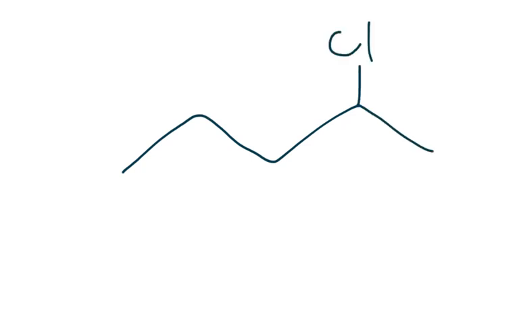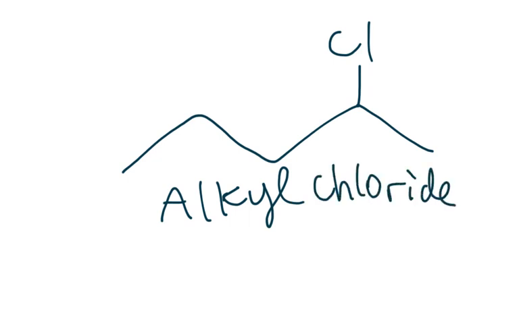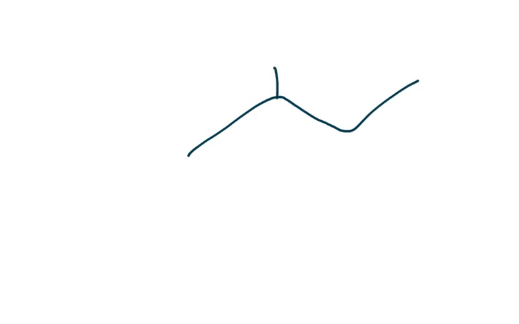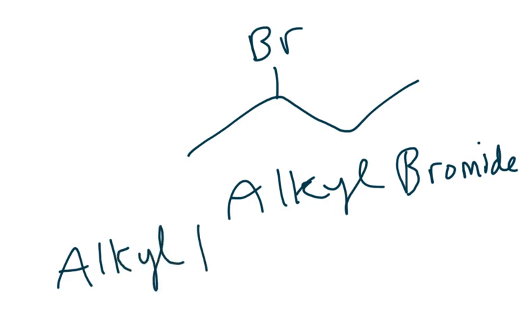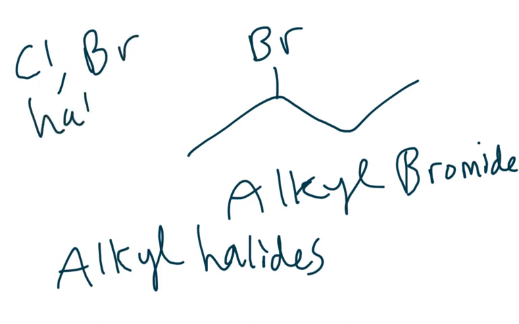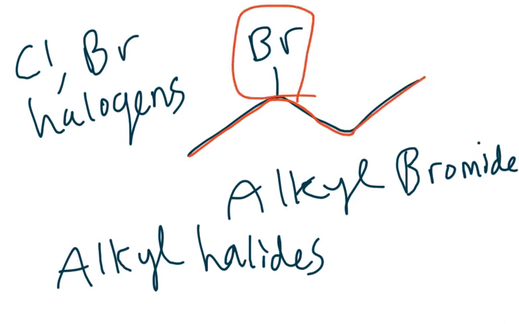We should also be familiar with this functional group right here. If I drew something like this, this would be called an alkyl chloride. Or if I drew something like this, it would be called an alkyl bromide. So you get the point. In general, these functional groups are called alkyl halides, because chlorine and bromine are halogens. We call these alkyl halides because this is the alkyl chain, the hydrocarbon chain, and then off the chain we have a halogen substituent, so it's an alkyl halide.